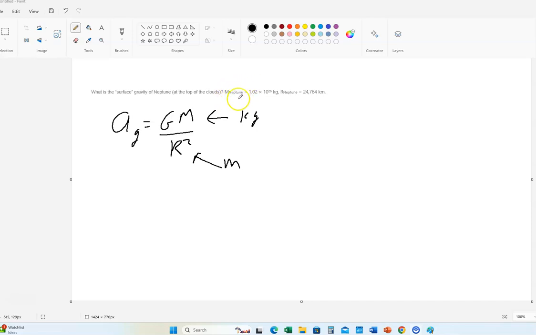I meant to say Neptune. I think I said Mercury. Anyhow, it depends on the mass of Neptune and, of course, the size of Neptune, the radius of Neptune. Now, the radius has to be in meters, but that's easy to change, right?